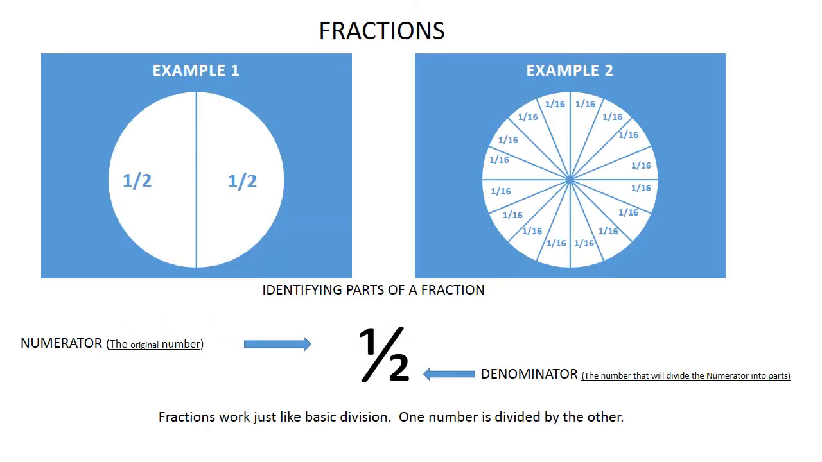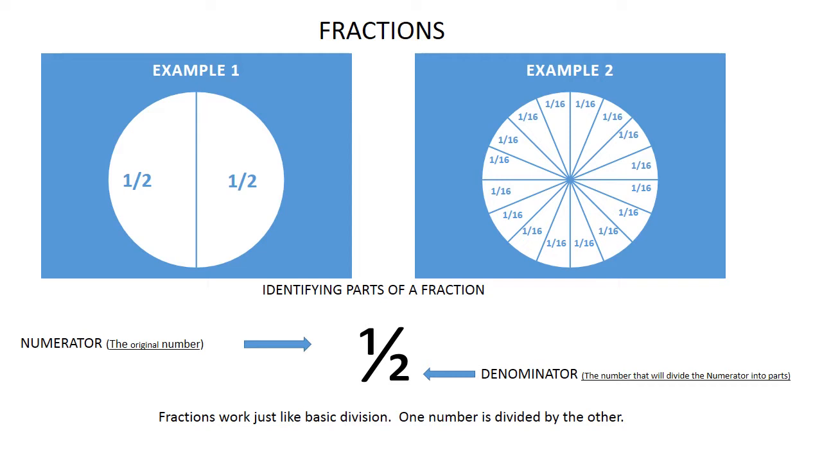Note that in example 1, you see 1/2. 1 is the numerator, which is the original number. 2 is the denominator, the number that will divide the numerator into parts. Fractions work just like basic division. One number is divided by the other.